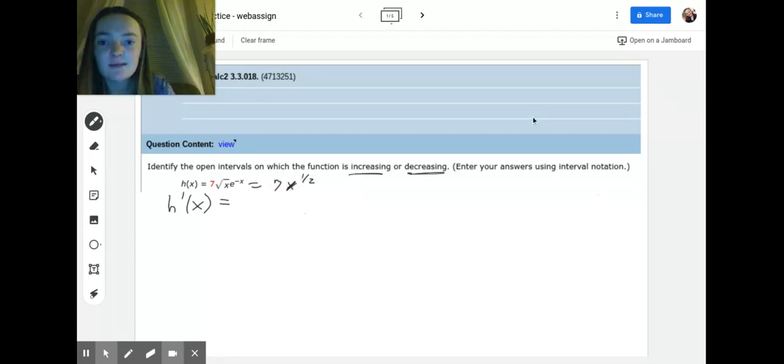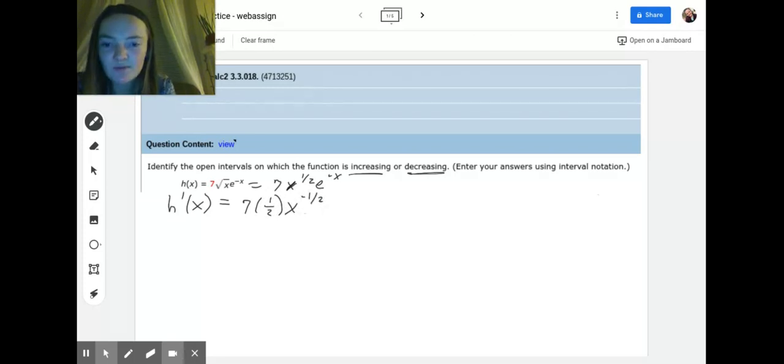All right, e to the negative x. There we go. All right, so we'll say derivative of the first. Well, the derivative of the first is going to be 7 times, well, the derivative of x to the 1/2 is 1/2 x to the 1/2 minus 1, which is negative 1/2.